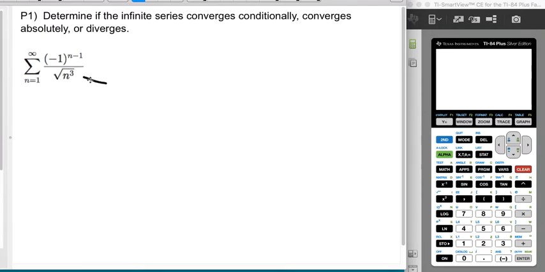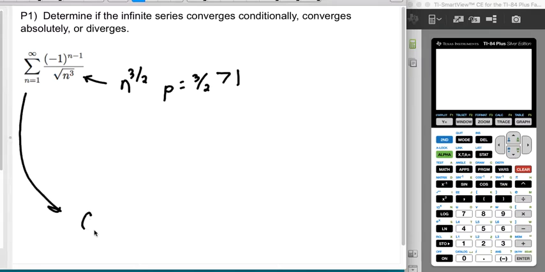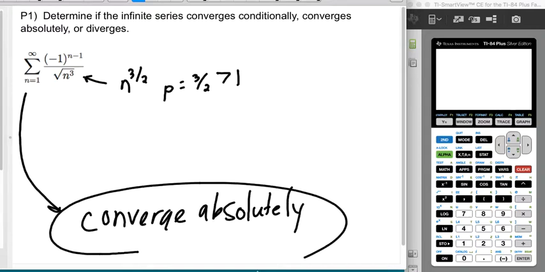Okay, so now with this one, this is an n to the 3/2, which is a p that is 3/2, which is bigger than 1. So again, this is going to be one that converges absolutely, because if I look at it, this is definitely going to converge absolutely, because this is a p-series that converges. So like 1 over n to the 3/2 would converge, right?